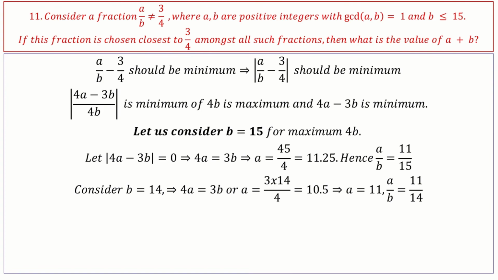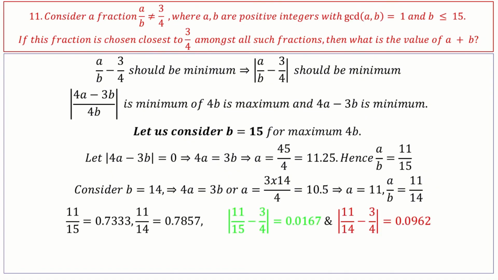I think these two are enough for us to tell which one is closest to 3 by 4. Others will be far from 3 by 4. So 11 by 15 is around 0.733, and 11 by 14 is around 0.7857. If I check the difference with 3 by 4, 11 by 15 is closest to 3 by 4. That is 0.0167 is the difference. So the answer is a by b equal to 11 by 15, and a plus b equals 26. That is the answer. If you are practicing Olympiad, this should be an easy problem for you.